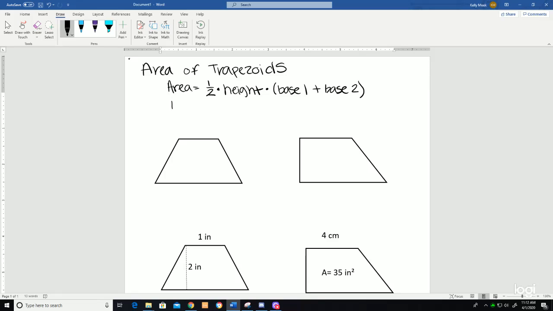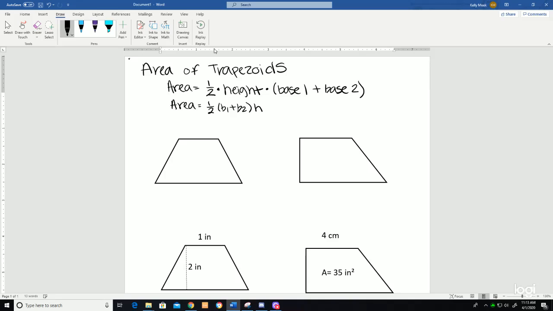On your star chart, on your formula sheet, you may see it written like this. 1/2 base 1 plus base 2 h. That just means all of this is getting multiplied together and also multiplied times a half. I just wrote it in a different order that will make it a little bit easier for us.